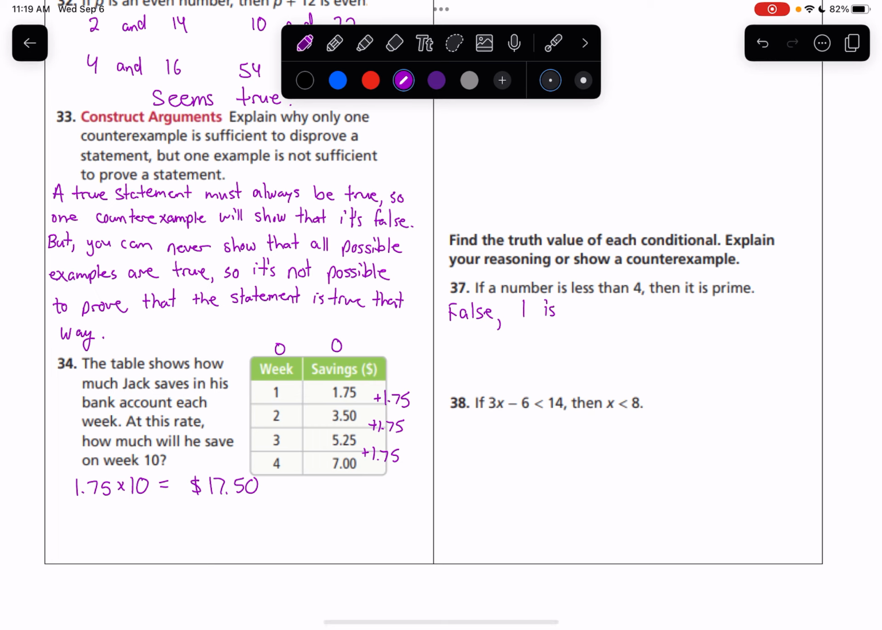1 is less than 4, but not prime. 2 and 3 are prime numbers, but 1 is not.